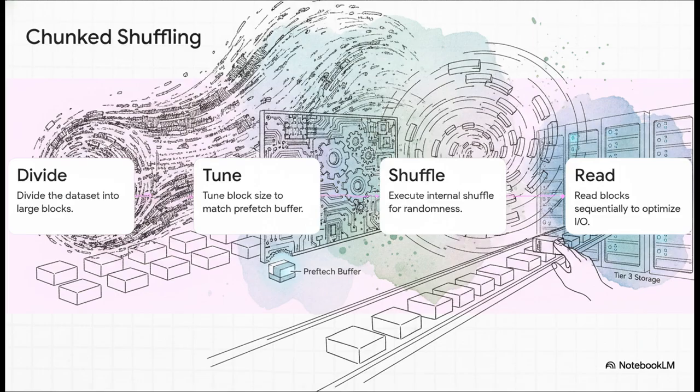To turn this concept into an actionable workflow, it all comes down to tuning. You absolutely must tune your block sizes to perfectly match your Tier 1 prefetch buffers. By dividing the dataset into blocks sized exactly for that host RAM, shuffling the data internally, and reading the blocks sequentially from Tier 3, you create a perfectly smooth, deterministic pipeline.